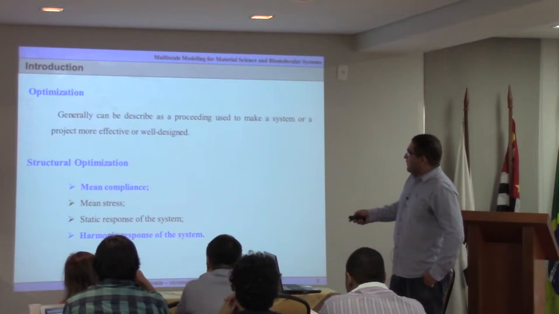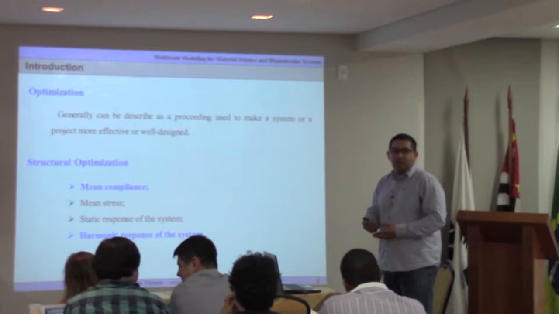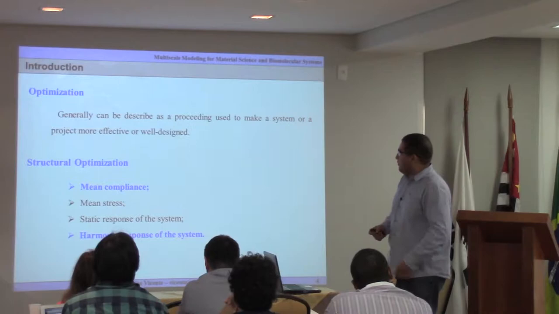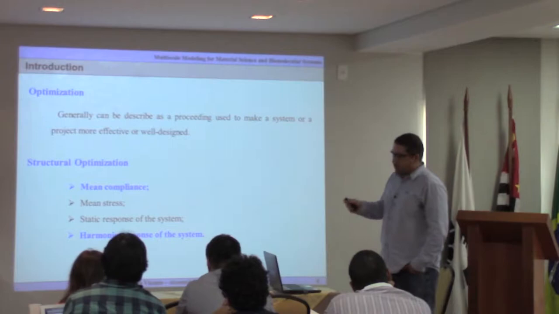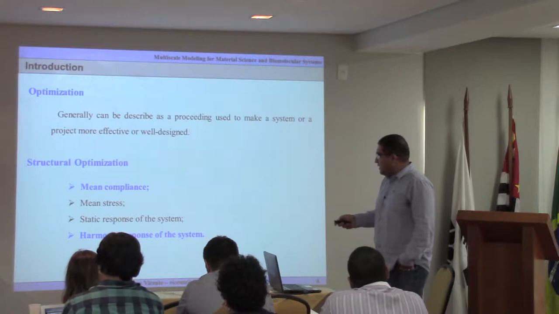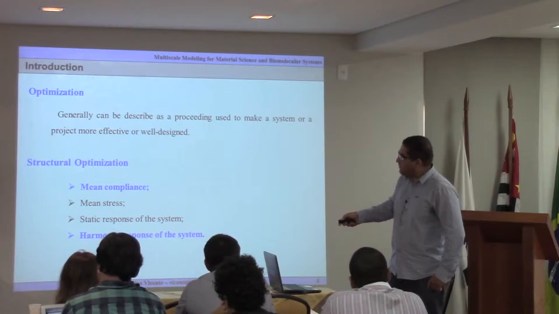So, as an introduction, in a previous talk, people have already talked about optimization, so I believe it's clear that it is a procedure, generally speaking, to make a system better or more effective in some way. But being more mechanical engineering, we use the term optimization for structure optimization, which can have a lot of objective functions that people already talked about before. But in this collaboration work, we are going to focus on mean compliance optimization and harmonic response of the systems.